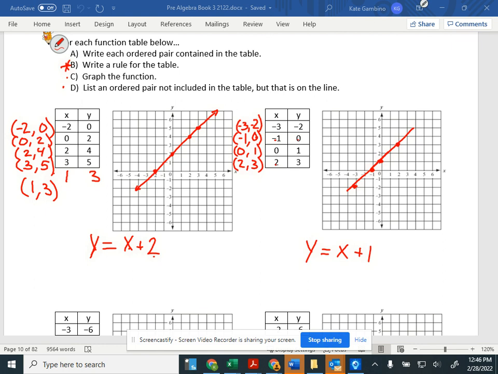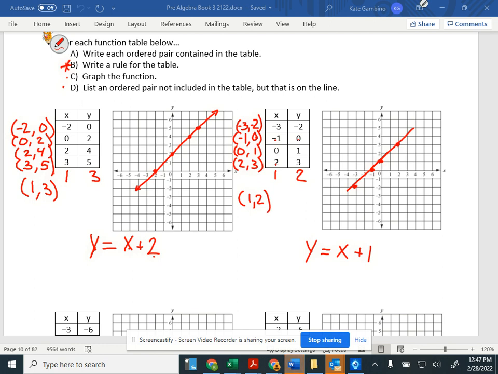What's the last thing I have to do in example number 2 here? Ethan? List an ordered pair that's not already written down. What could I do? Paisley? 1 and 2. So if I have 1 for my x, because there isn't a 1 listed in my function table, if I put 1 in for my rule, 1 plus 1 would give me 2. So that's a simple, easy ordered pair.